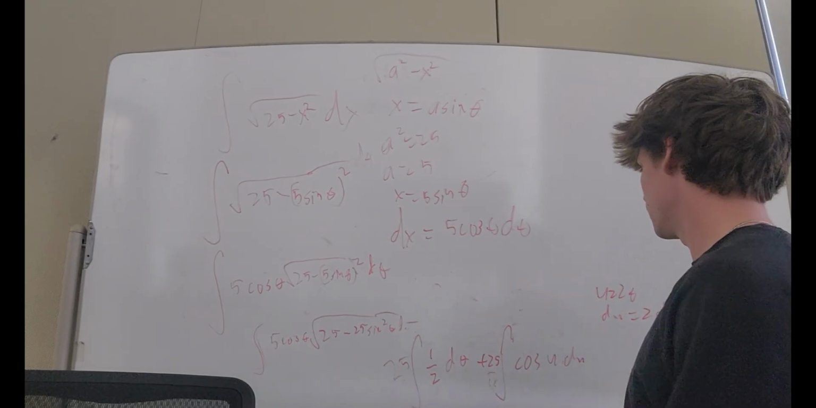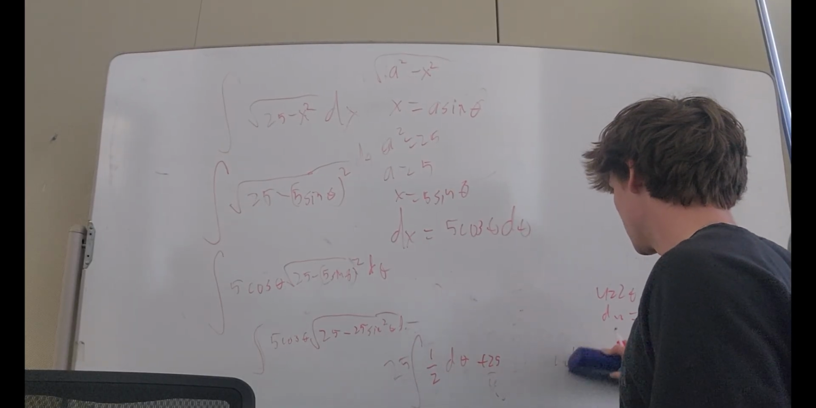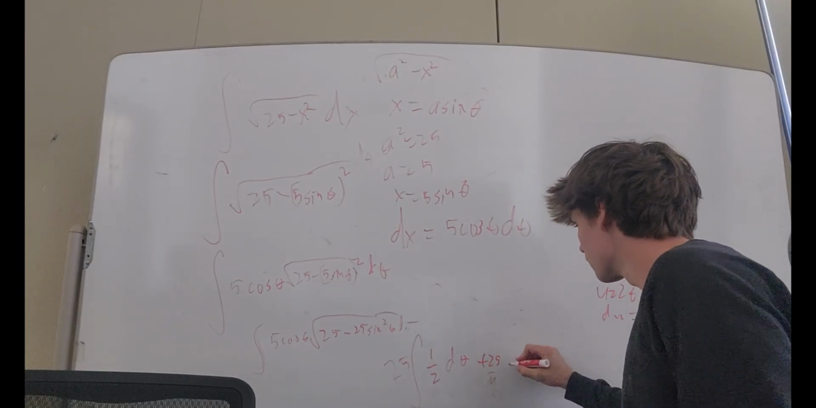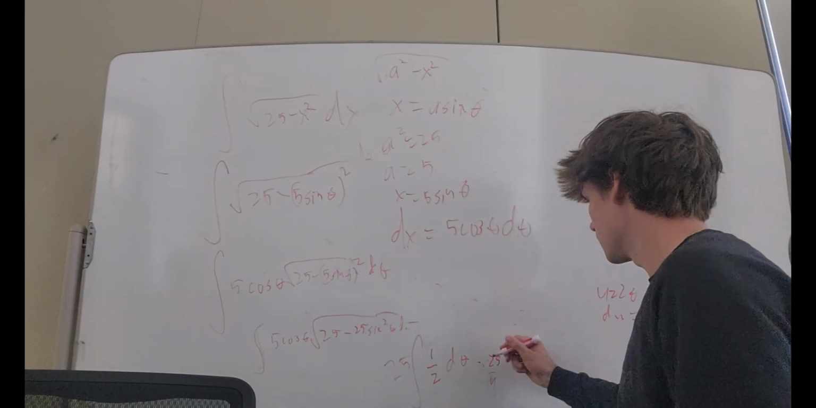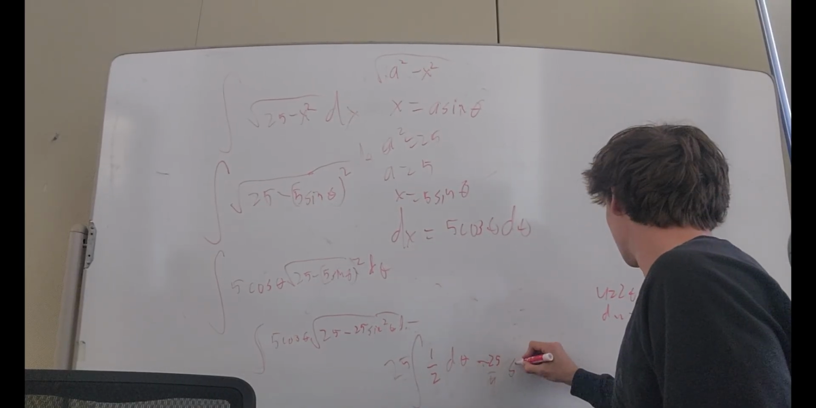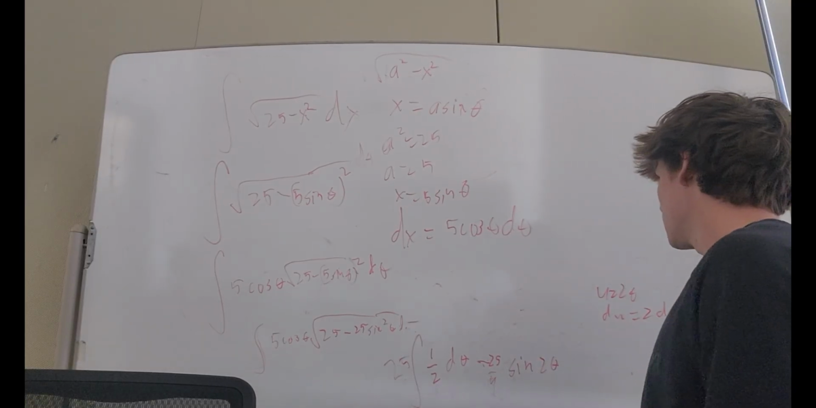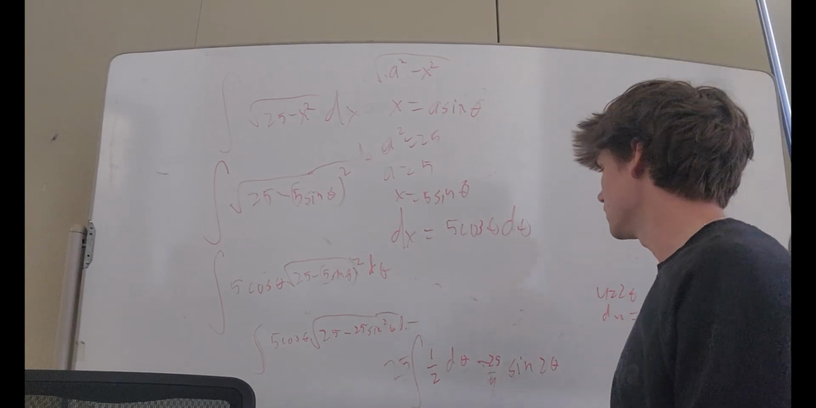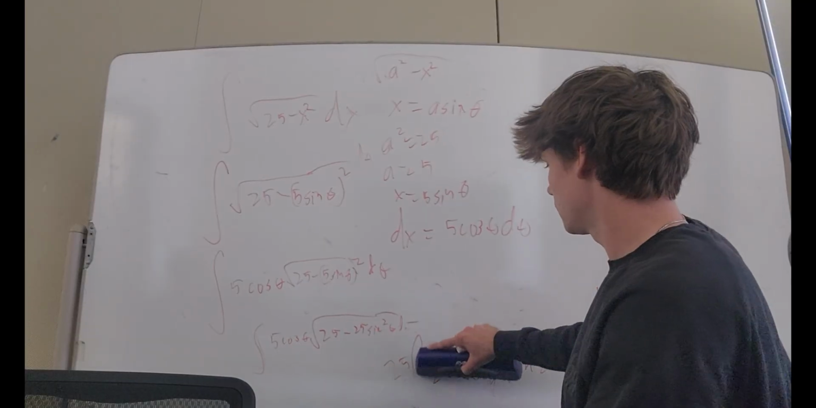Okay, so integrating turns into minus sine of 2 theta, and this is now going to be 25 over 2 theta.